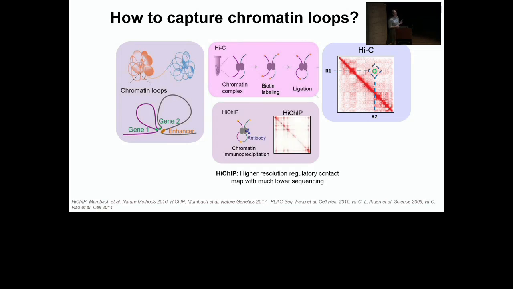Also, we have this kind of assay that is called HiChIP. Here we retrieve the interactions that are specific to one protein. So we'll have higher resolution regulatory contact maps with much lower sequencing depth.